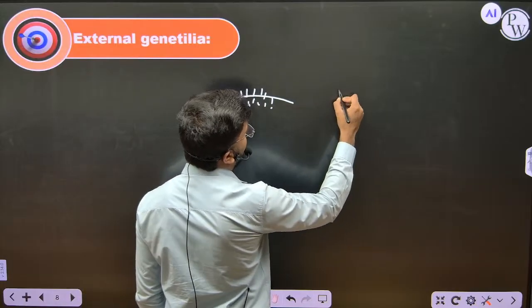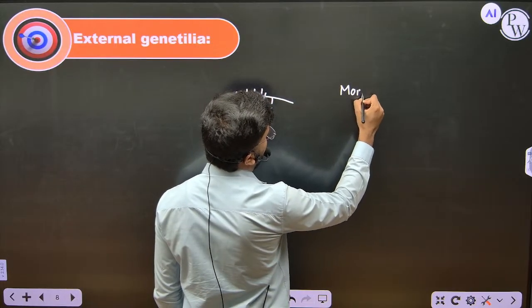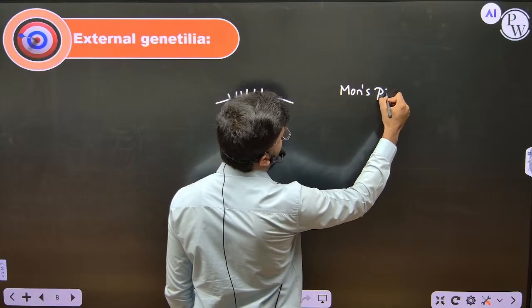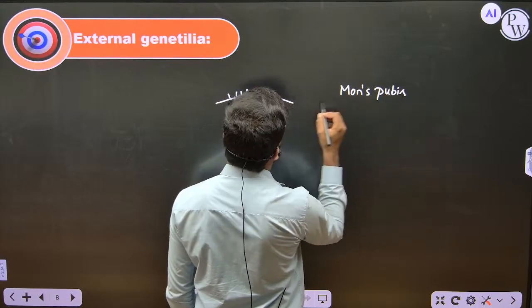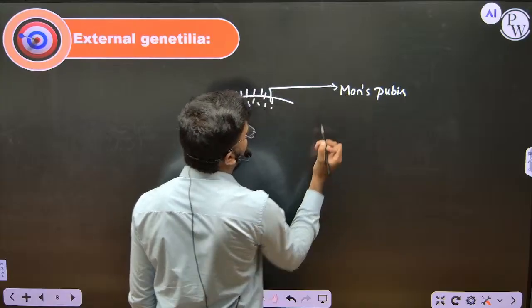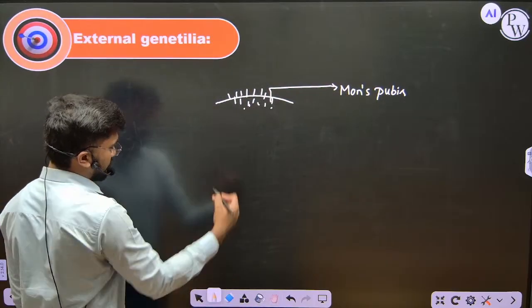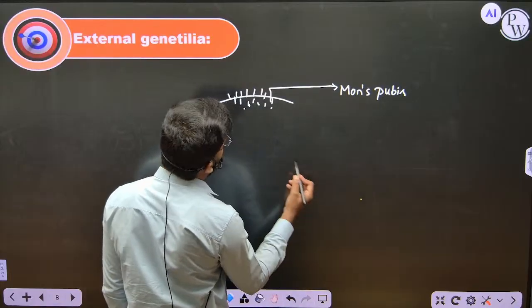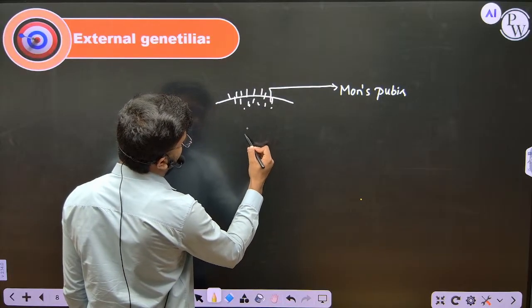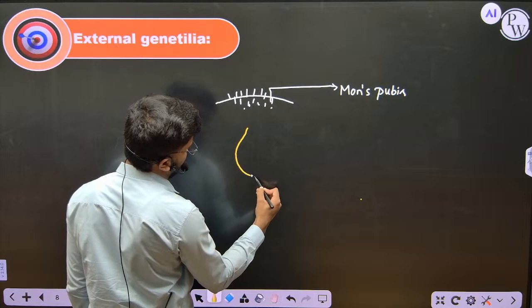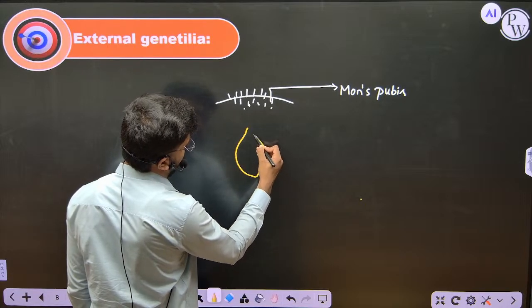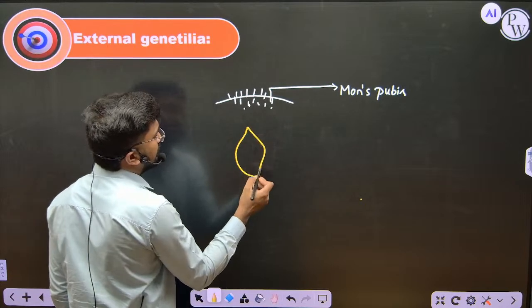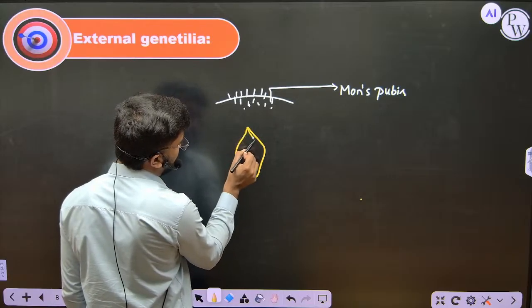The mons pubis is a cushion of fatty tissue, which leads to an upper lip-like structure, somewhat like this. This is one lip-like structure.